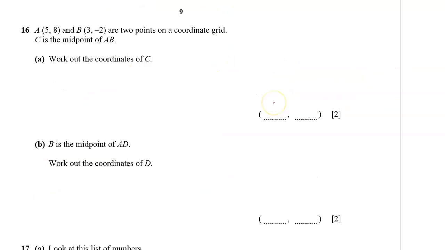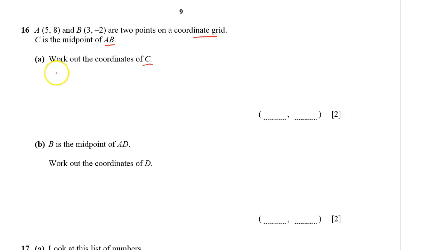Okay. Question 16. A (5, 8) and B (3, -2) are 2 points on a coordinate grid. C is the midpoint of AB. Work out the coordinates of C. Now to work out the coordinates of C, we get the midpoint of the X coordinates, 5 and 3, and likewise we get the midpoint of the Y coordinates, which are 8 and -2.